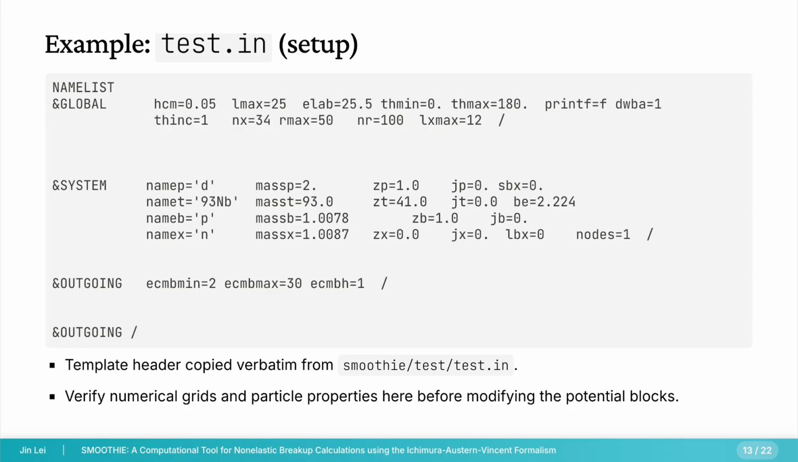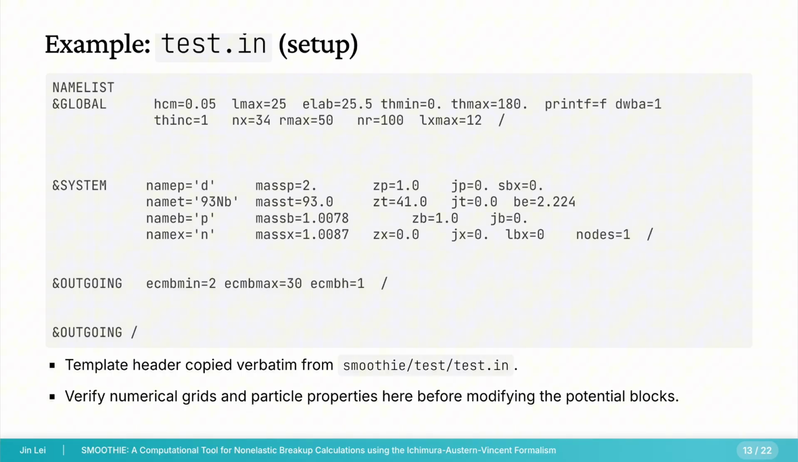In system, the names, masses, charges, and spins of projectile, target, detected fragment, and unobserved fragment. The binding energy, BE, taken as the positive number for the bound pair. The orbital momentum of that pair, LBX. The number of radial nodes, and, when present, the spin coupling flag, SBX. In outgoing, ECMB min and ECMB max, the energy window for the detected fragment in the center of mass system, and ECMBH, the energy step.